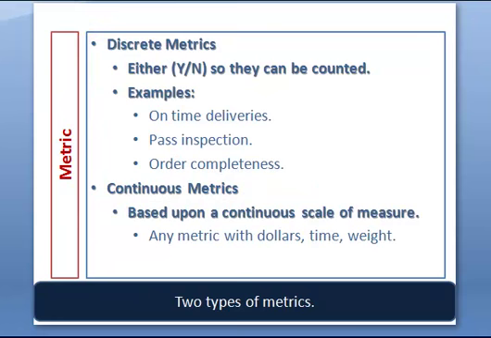Now we have 2 types of metrics. A metric can be what's called a discrete metric. Basically, it's a yes or no, and they can be counted, like on-time delivery, or whether it passes inspection or not. Or it can be what's called a continuous metric, which is based on a continuous scale of measure like dollars or time or weight or something like that.